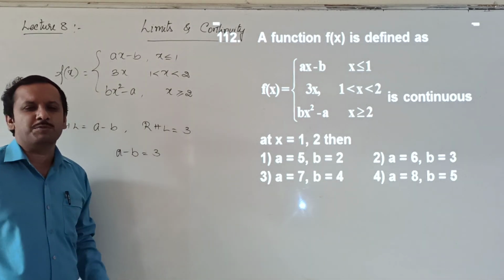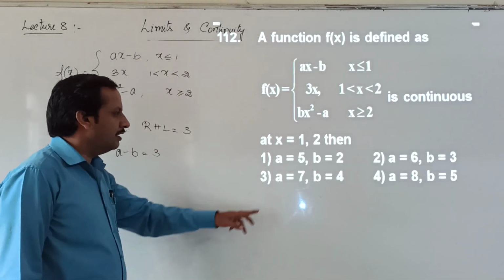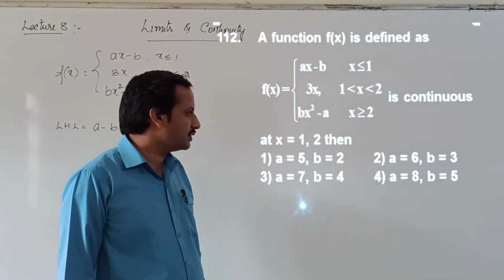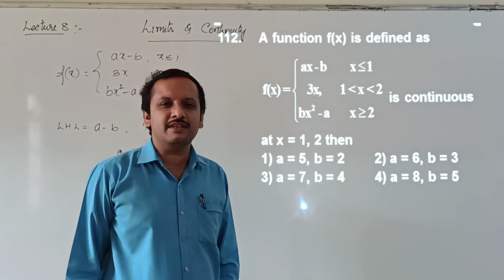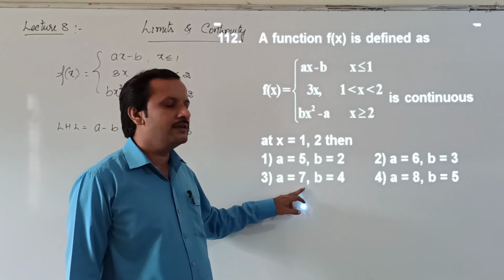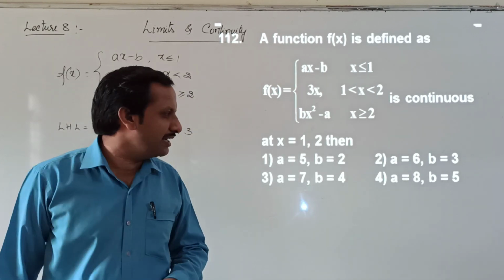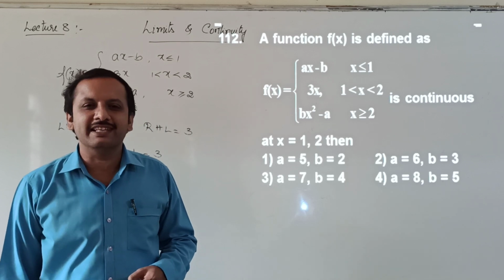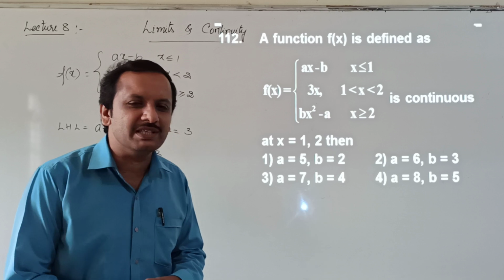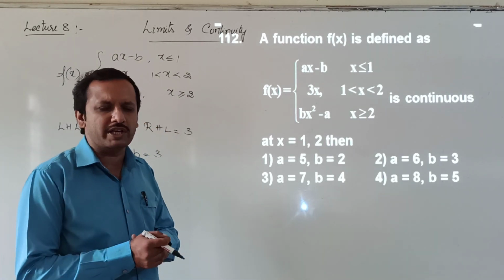Now you verify the options, you check in which option do we have a minus b is equal to 3. Look at the first option, 5 minus 2, that is 3. So the first option may be the answer. Second option is 6 minus 3, that's also 3. Third option is 7 minus 4, again that is also 3. And fourth option 8 minus 5, unfortunately that is also equal to 3. So from this we can only say that any one of the 4 is the answer. We cannot come to any conclusion now.